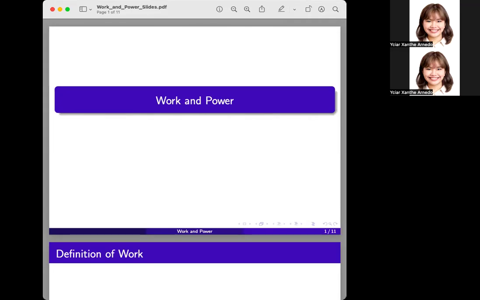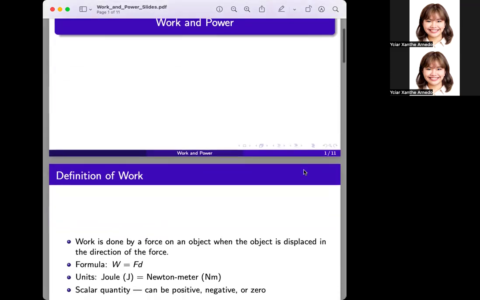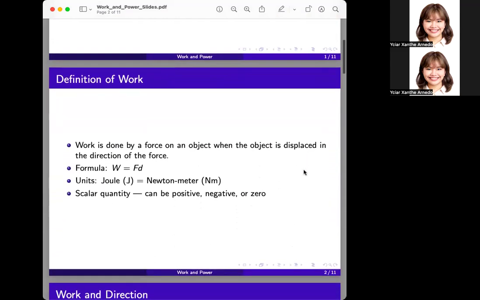Hi everyone. Today let's talk about work and power. And we first start this discussion by talking about its definition.